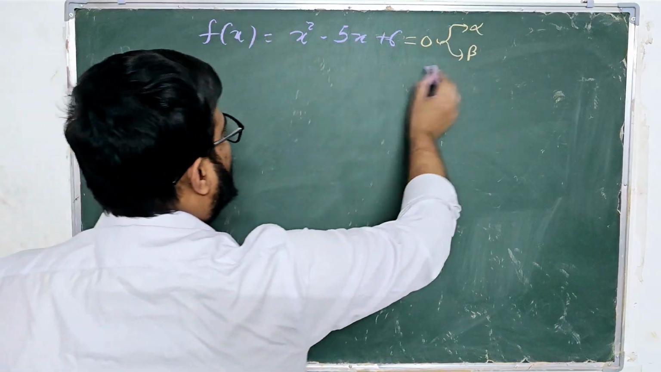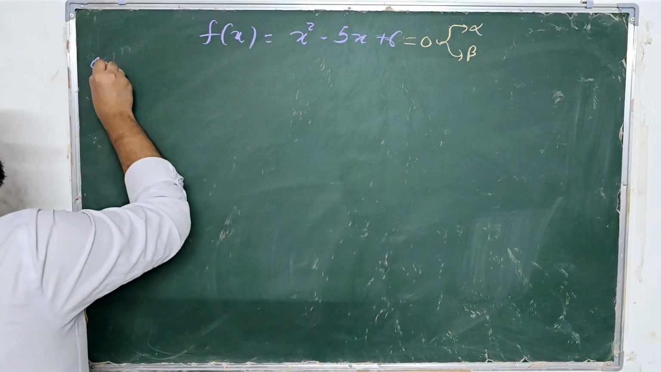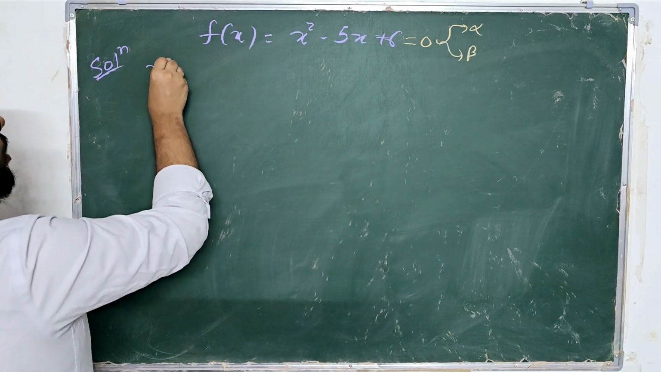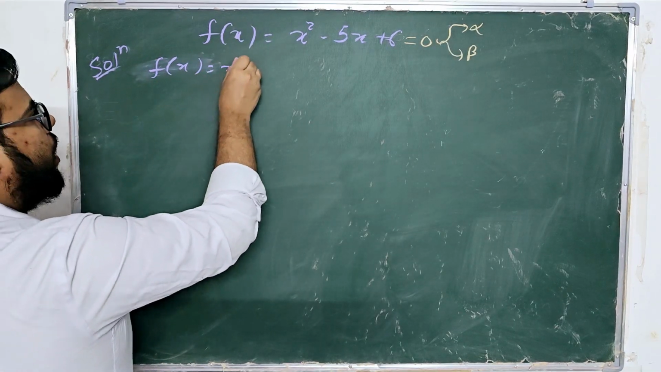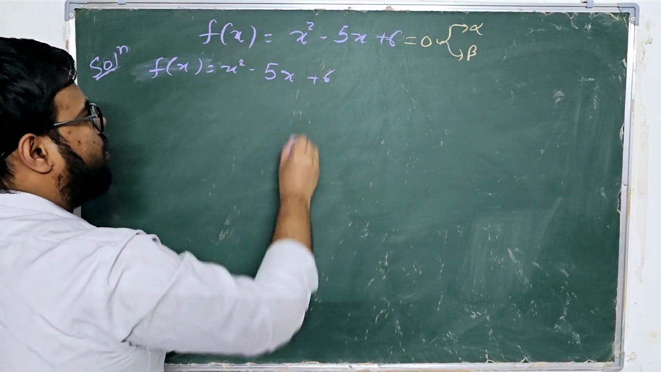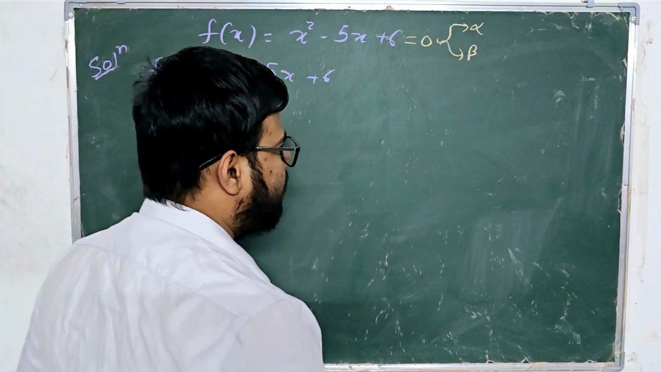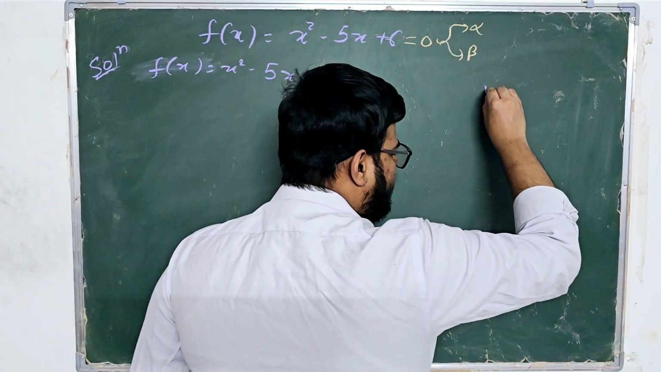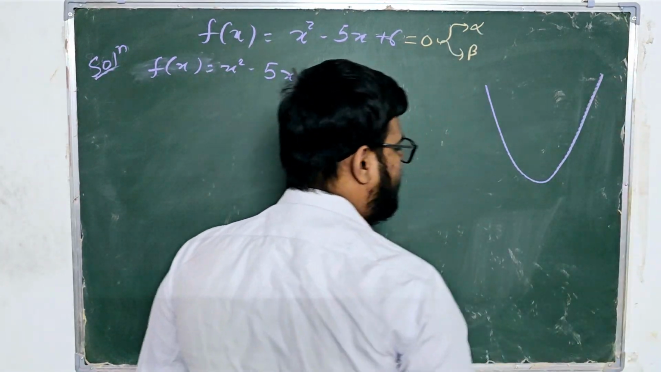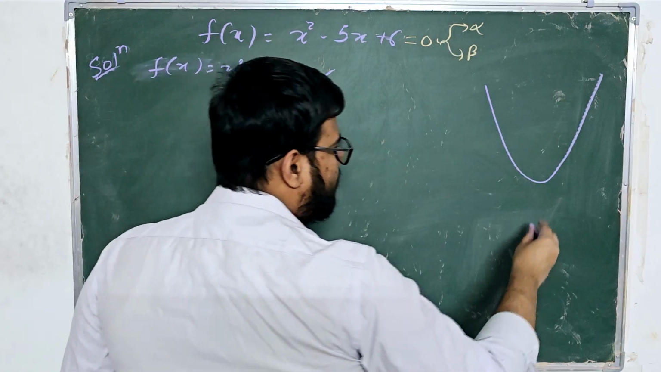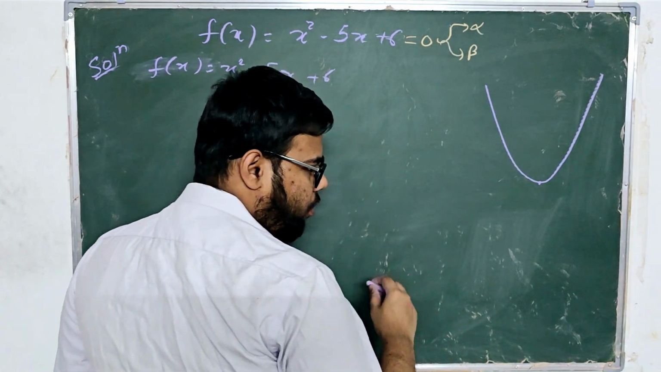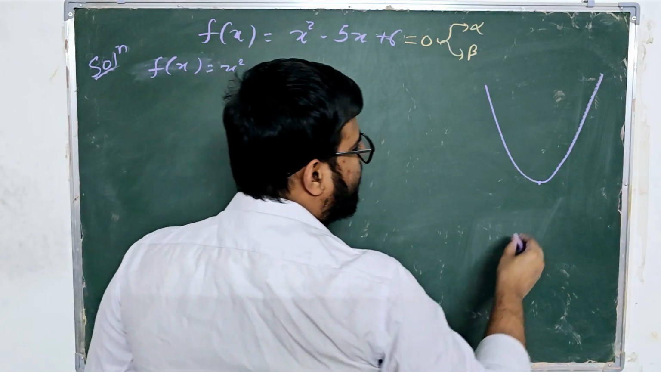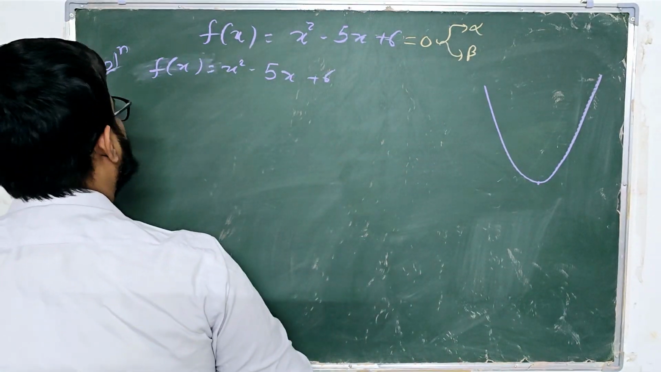So this is the quadratic polynomial. Okay. So let's see how you'll find the root. So f(x) is x² - 5x + 6, right? Okay. So we all know that the graph of a quadratic polynomial looks like this, right? Okay. So there will be a point over here which we call the vertex, right? So let's find its value.